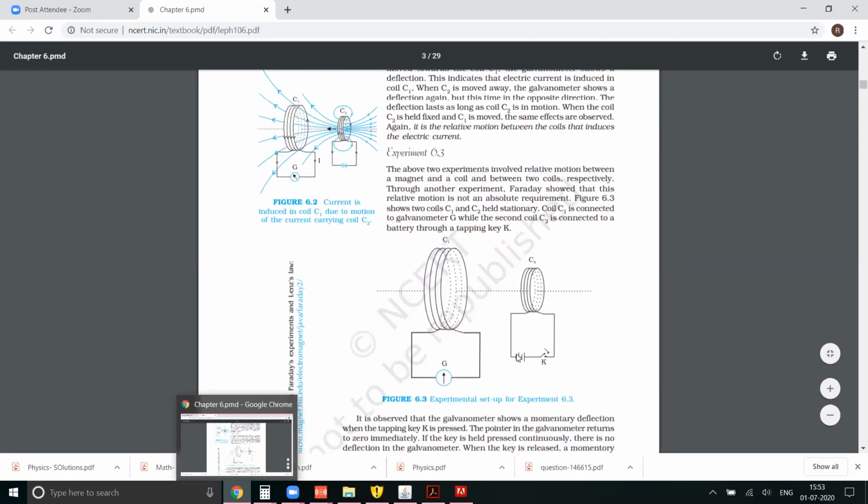If you observe, the second and the third one are the same, except that in the second one there is no key used to control it, whereas in the third one you're using a key. So when you close it, current will pass through C2. Due to the current in C2, there will be a magnetic field, magnetic flux linked with coil C1. Hence, there will be a current. As soon as you switch it off, the magnetic flux will decrease because the current in coil 2 will decrease. Hence, there will be a current generated again.